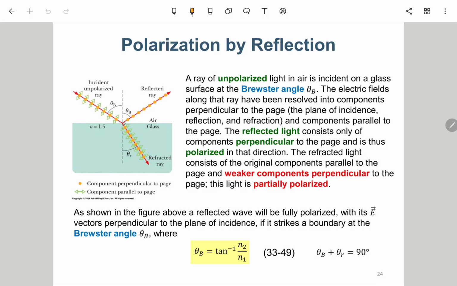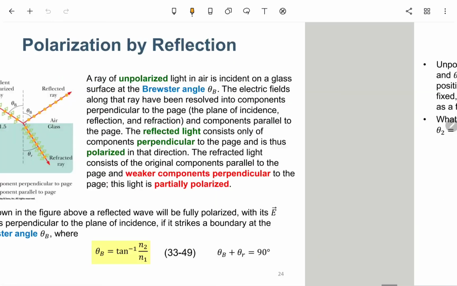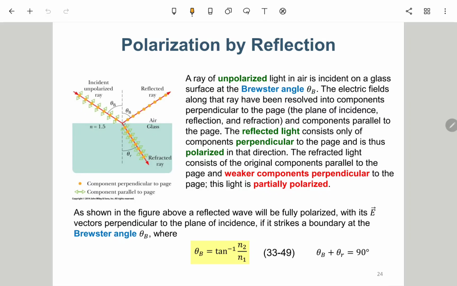Okay, so this part is actually the last part in chapter 33. It's about the polarization by refraction. Okay, so polarization by refraction. We can also make light polarized rather than using a filter.